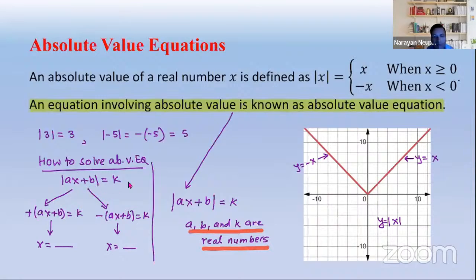While solving the absolute value equation, we have to write two equations. One with positive in front of the quantity inside the absolute value. The other one with negative in front of the quantity inside the absolute value. And when you solve each of them, you'll get two values of x, or two values of the unknown, for the given equation.